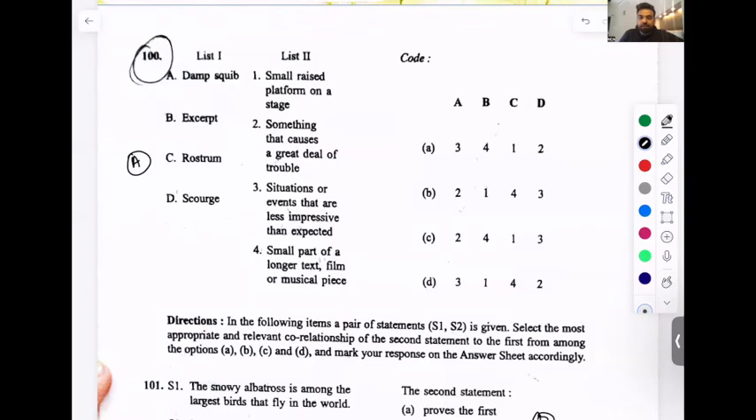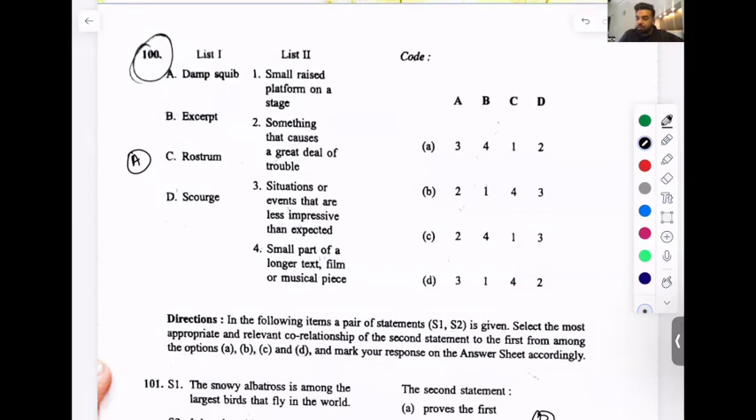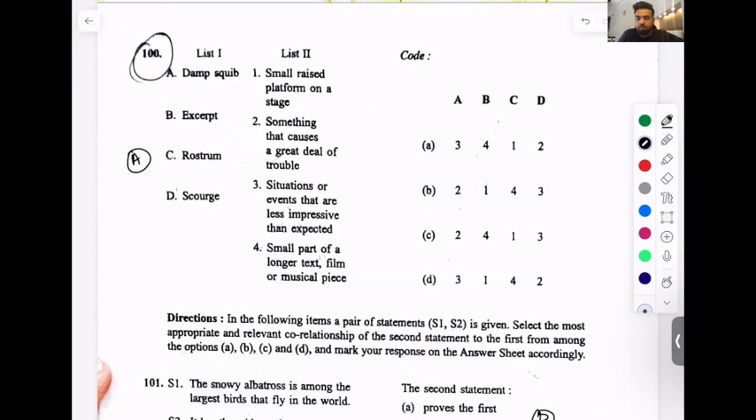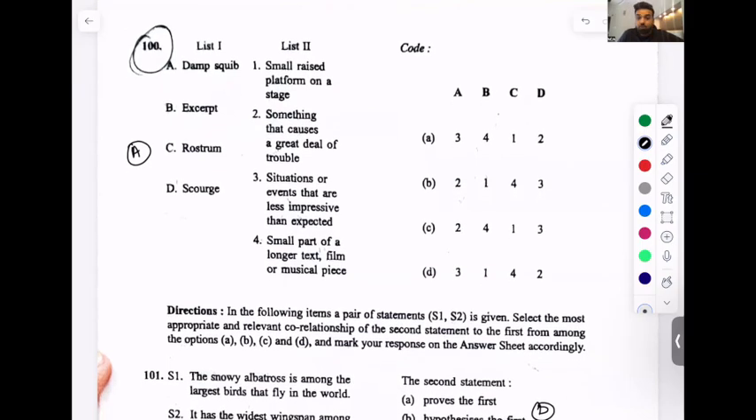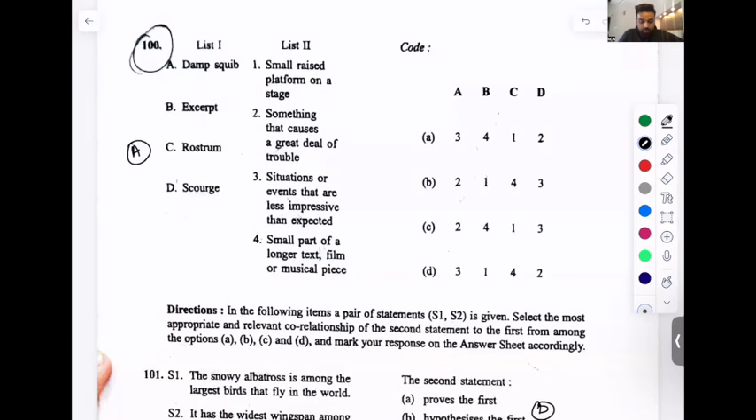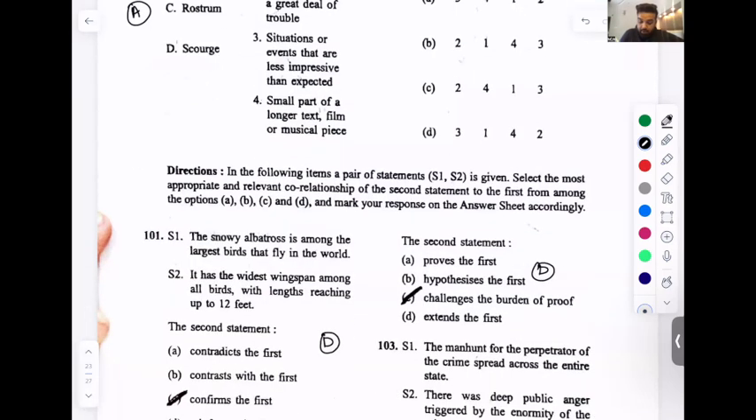And this again is very simple. This is not difficult. A damp squib is a complete failure, like when we say in a match that his performance turned out to be a damp squib. We expected a lot, but his performance turned out to be a squib, meaning phus pataka, that's what we say. 101st delta. This is something new that they added.